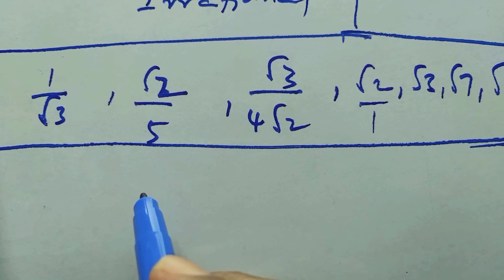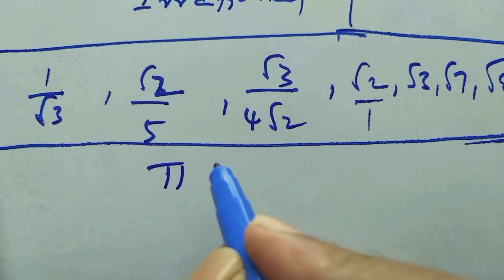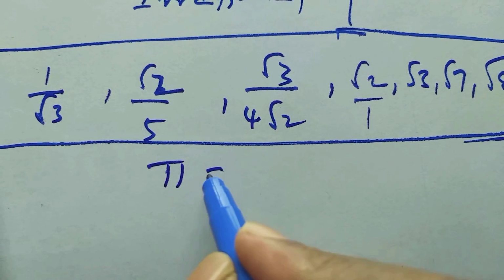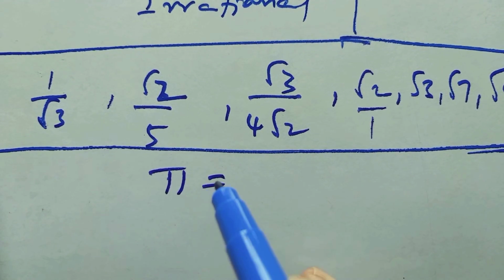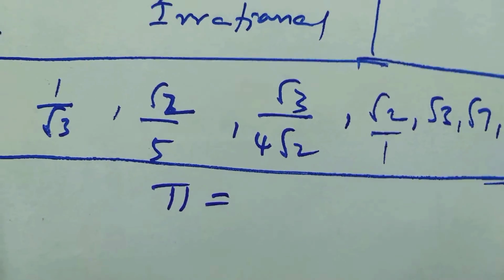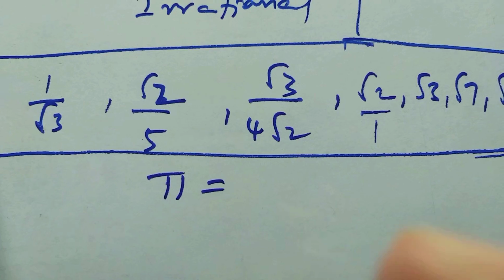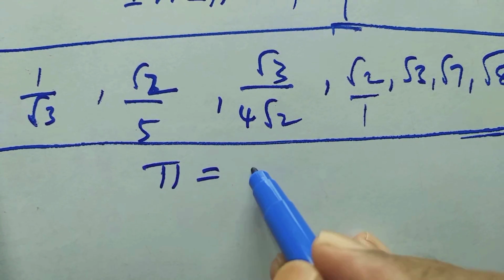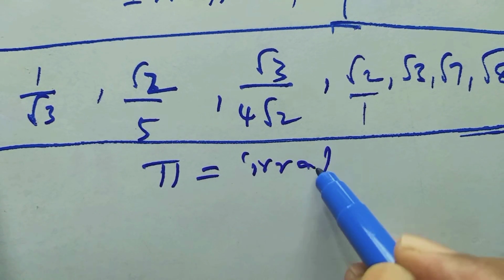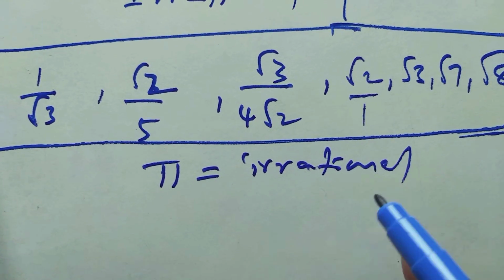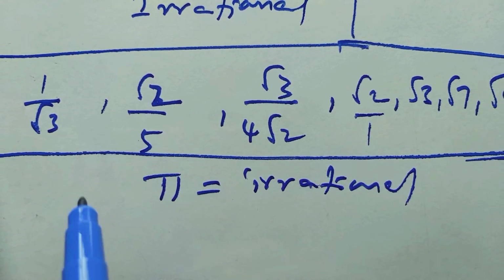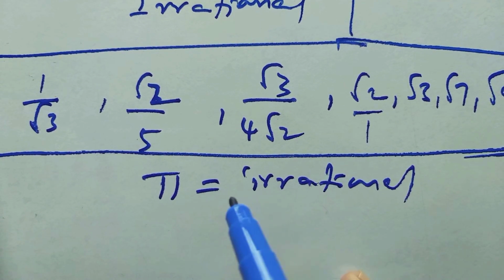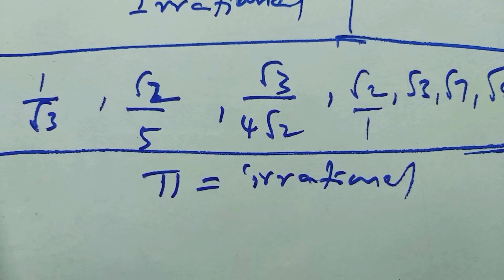Now we know that pi is an irrational number. Pi is actually a special case. In geometry we use the pi value 22 by 7, but that is not the exact value of pi, it is an approximate value. So pi is an irrational number. Clear? So thank you.